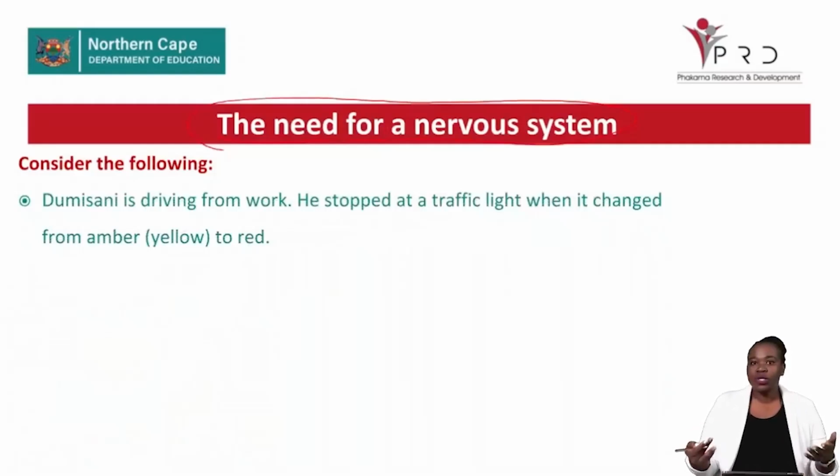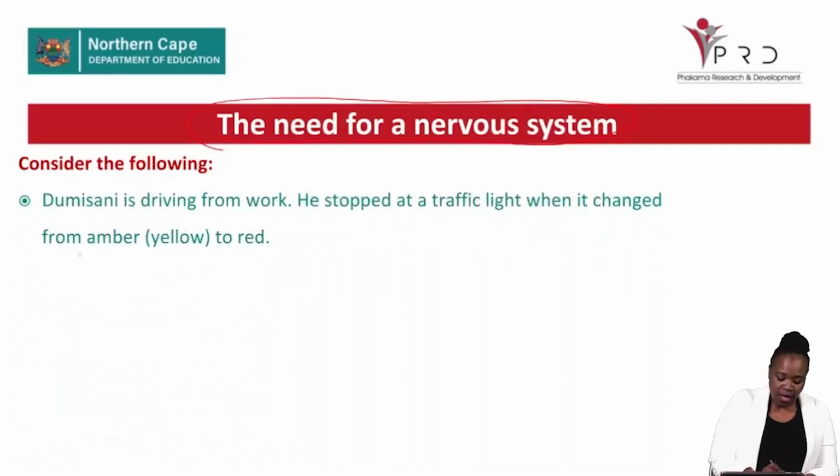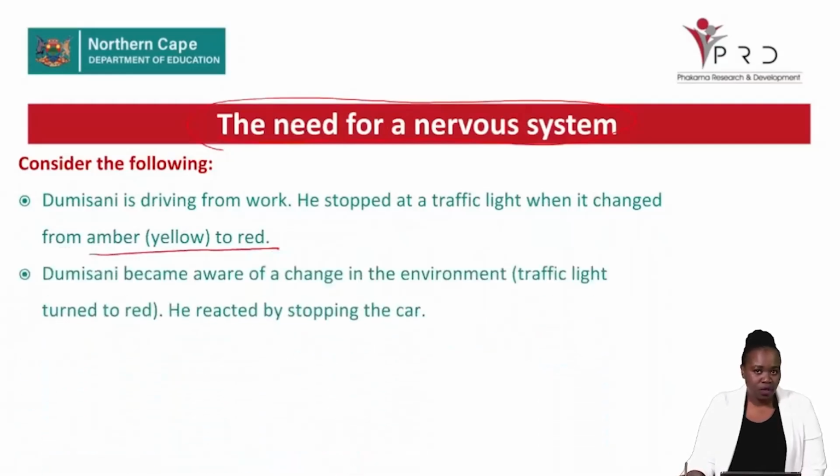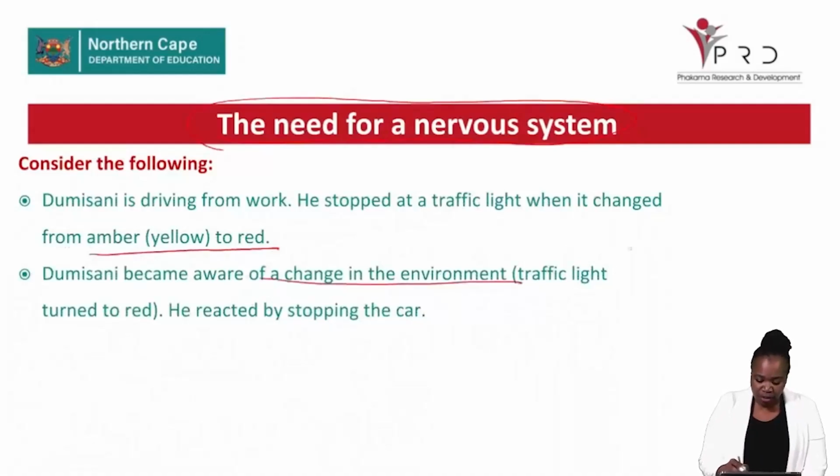We know what happens when you come across a traffic light and the colors change from green to amber, or from amber to red, or from red to green. In the case of Dumisani, the traffic light changed from yellow to red, so from caution to stop. Therefore, Dumisani became aware of this change in the environment, and he reacted by stopping the car.